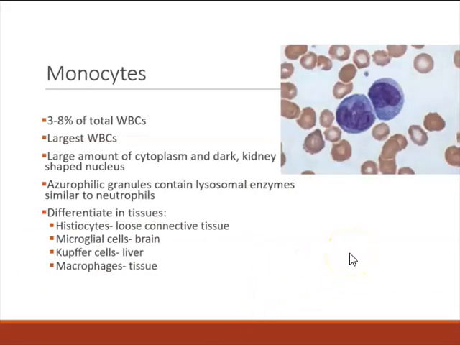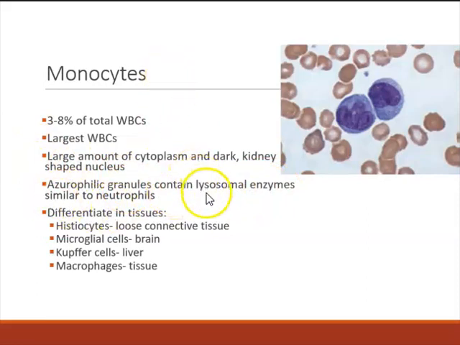The next type of agranulocyte are our monocytes. Monocytes make up about 3 to 8% of total white blood cells. These are the largest of the white blood cells. They're one of the largest cells, and they have a very distinctive dark kidney-shaped nucleus. So you have these large cells and these nuclei that look like kidney beans. So they have a large amount of cytoplasm and a dark kidney-shaped nucleus. The azurophilic granules will contain lysosomal enzymes that are similar to neutrophils.